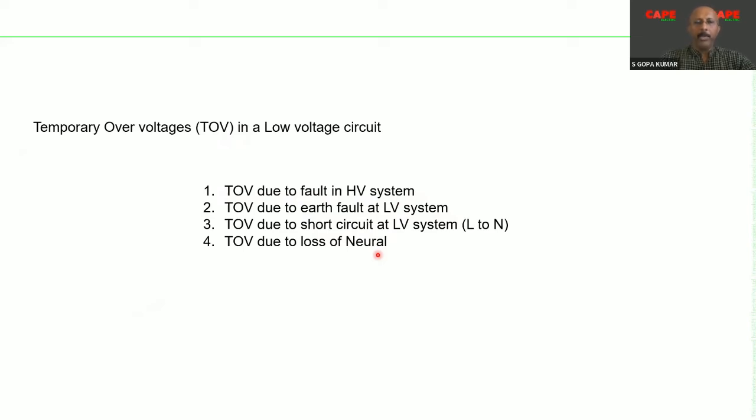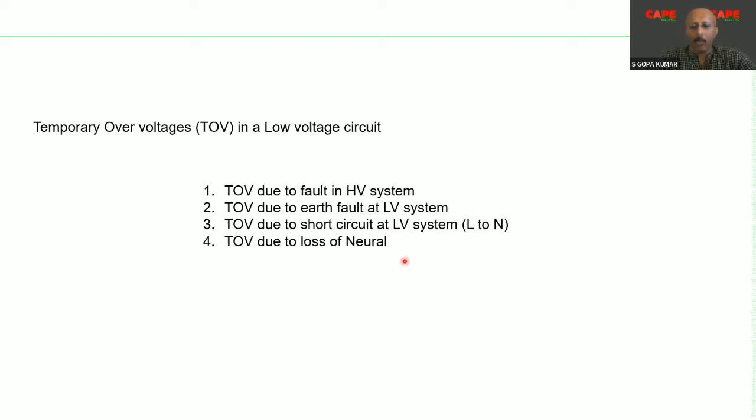Loss of neutral means a neutral disconnection in a three-phase line or in a three-phase service connection. So all these four reasons could create temporary overvoltage, meaning a voltage higher than the normal operating voltage. Let's say your normal voltage is 230 volt. Instead of 230, maybe 300, 400 volt will exist in the line, between the lines, or probably between the line and the earth for certain time, not continuous, but for certain time.